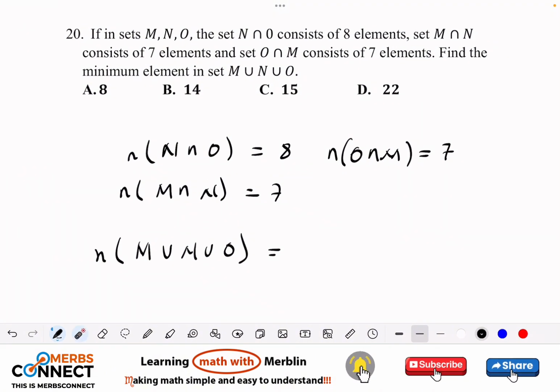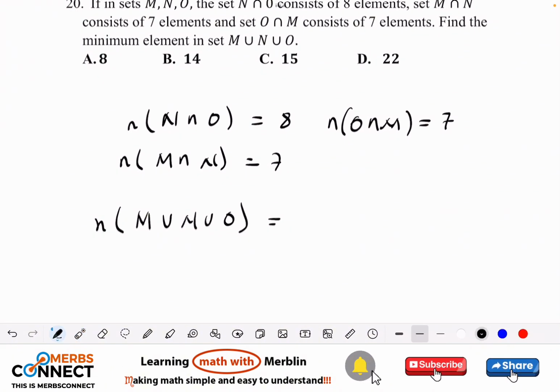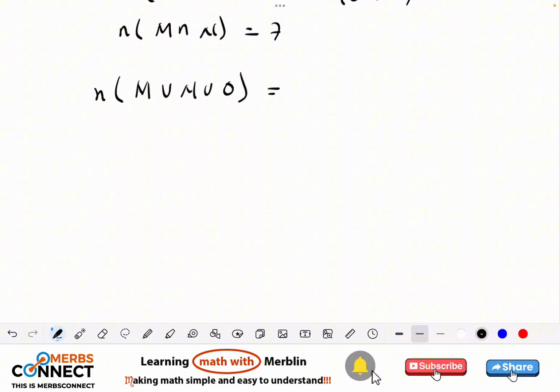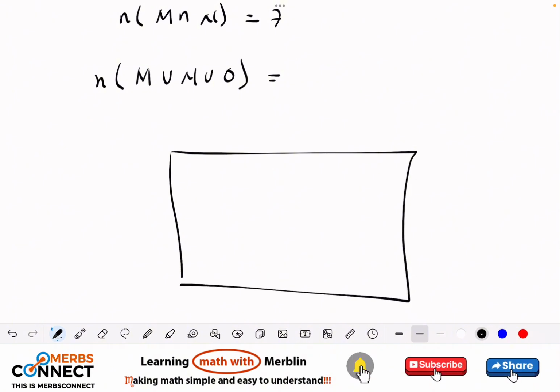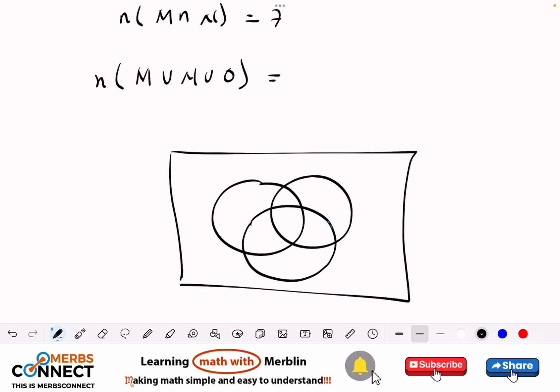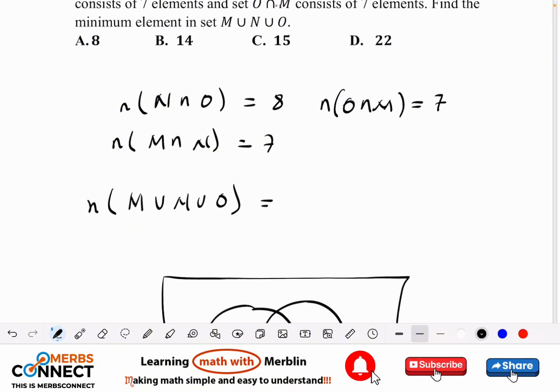So we have this, we have that, and we have this. Good. So what we need to do is, this is equal to, let me just check it here. Let me just use a Venn diagram to check it out. Okay. So I have something like this. I have something like this. I have something like that. So let's use a Venn diagram to find the minimum value here.